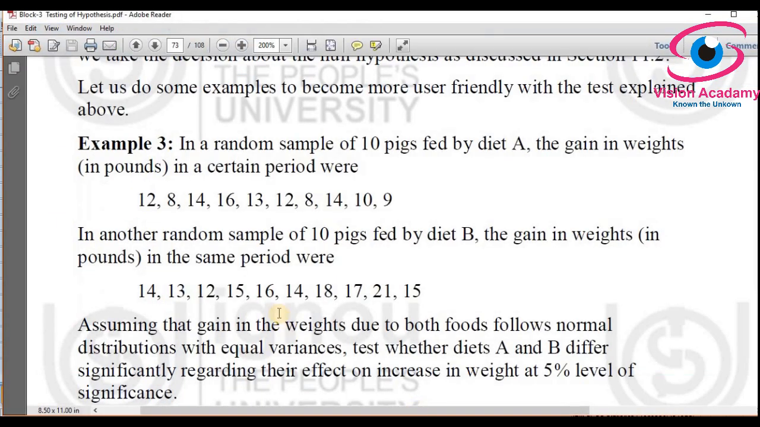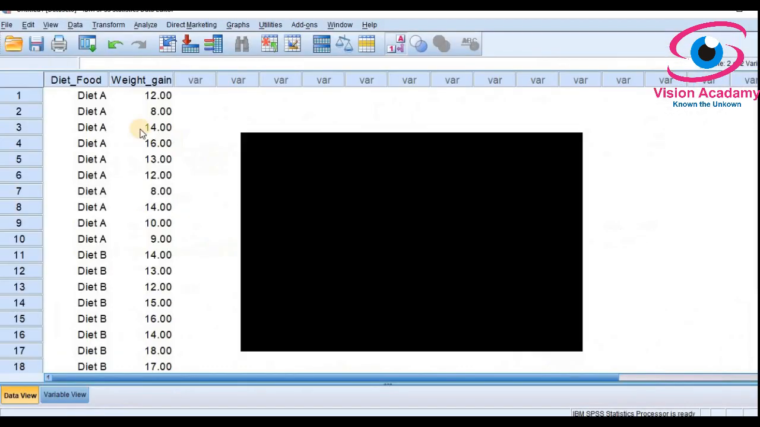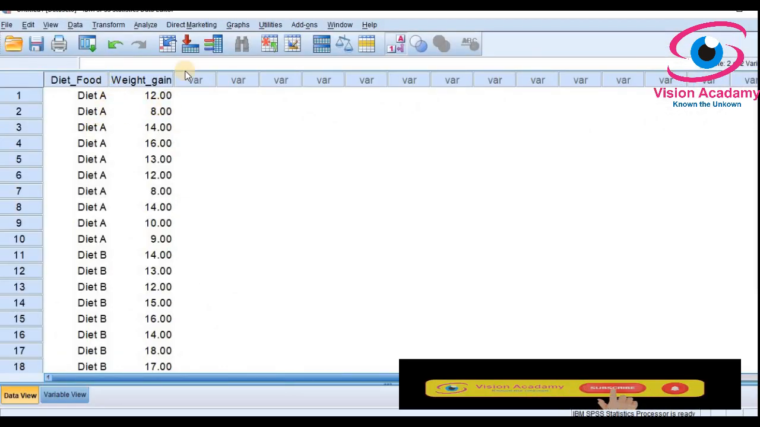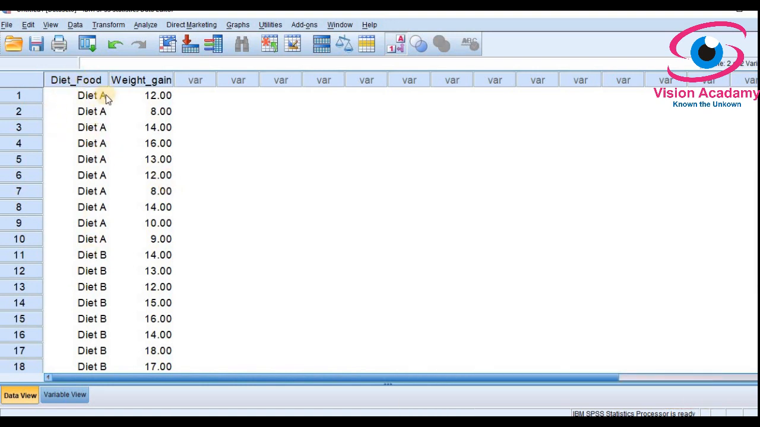Why I am doing this is because you have two types of samples here. You cannot simply take diet A and diet B as separate columns, not like that. In the type of food there are two types of diet food, diet A and diet B, and the respective weight gain also you should enter like this.